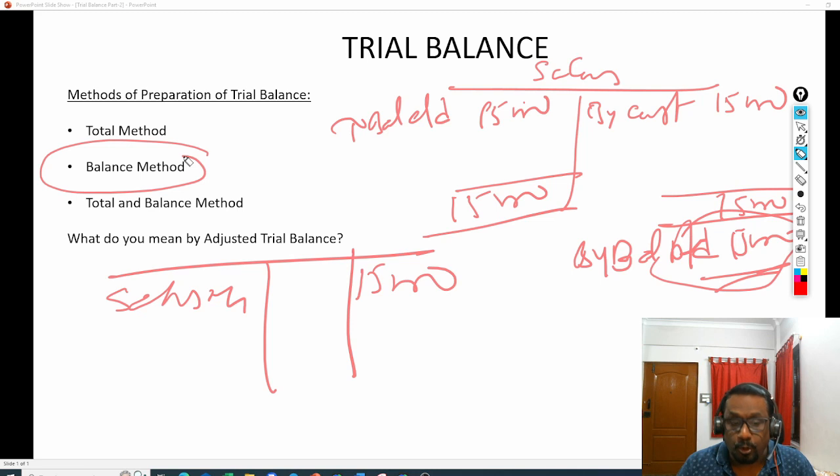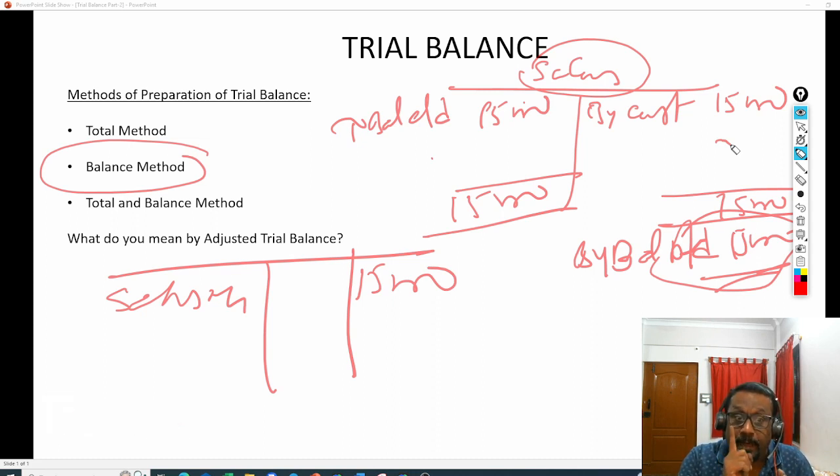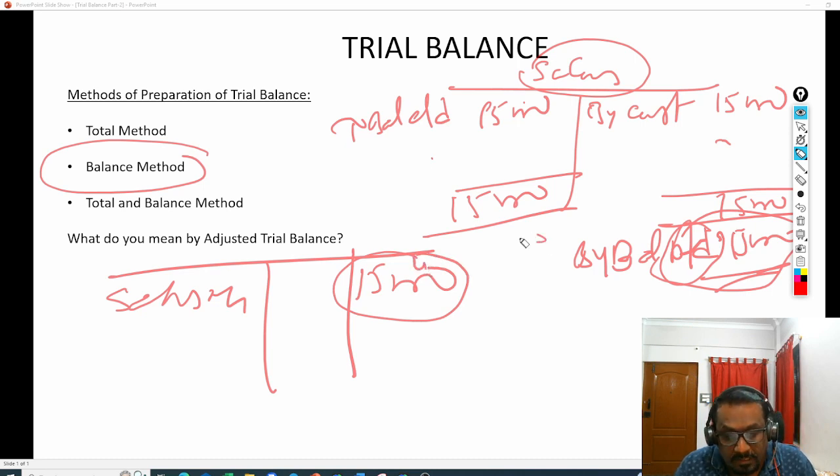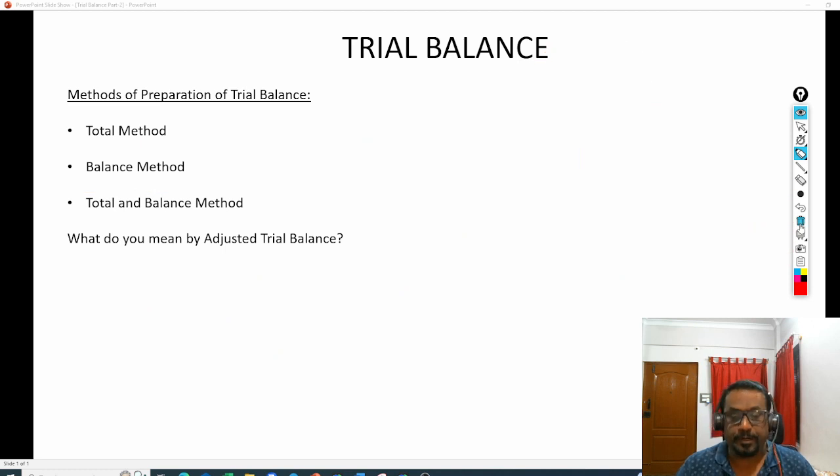In balance method, what do we do? We first need to do the balancing of the account. Once we do the balancing, you will get to know where is the brought down balance. Brought down balance, not carried down balance. If the brought down balance is in credit side, you need to put that amount in credit side of the trial balance. If the brought down balance is in debit side, you need to put that amount in debit side. And you need to write the description of the account here and put the amount accordingly. Are you clear now? Right. Move on to the next point.